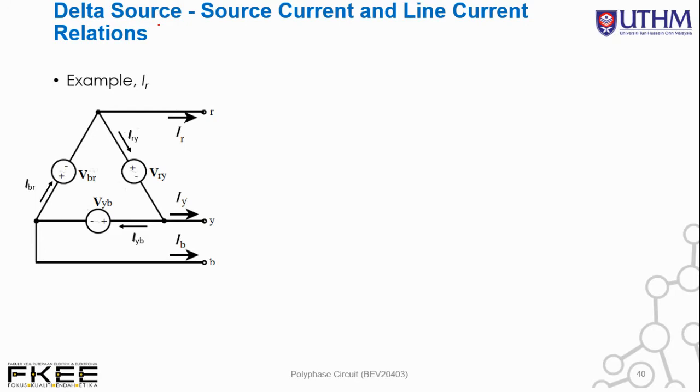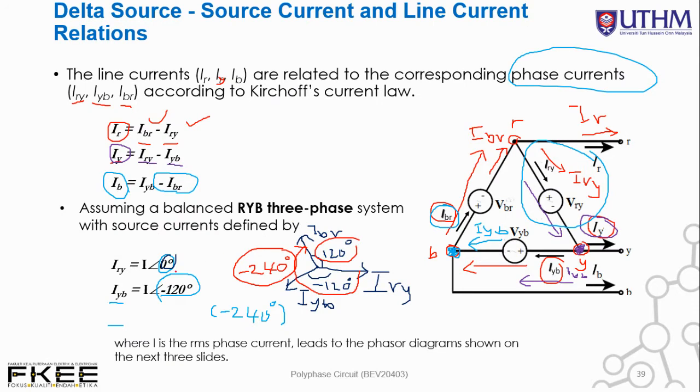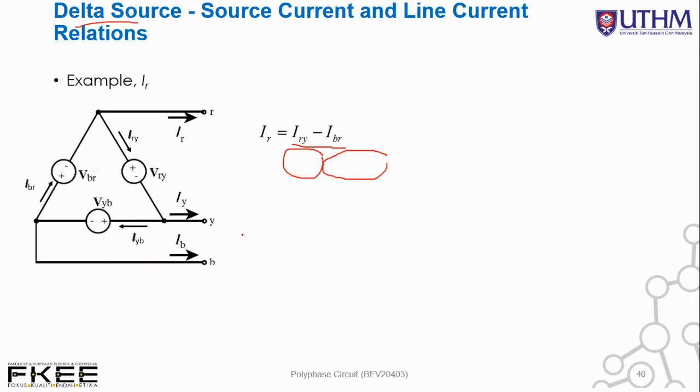So still on the same subtopic, delta source, line current and phase current relationship. We have again now IR equals IRY minus IBR. So just substitute the value of IRY and also IBR, the ones we have defined earlier, into this equation.